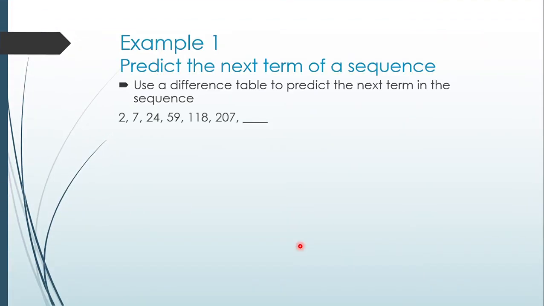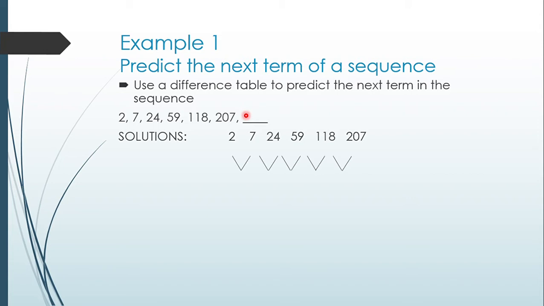Example number 1. Predict the next term of a sequence. Use a difference table to predict the next term in the sequence: 2, 7, 24, 59, 118, 207. So, how are we going to predict the next term in the sequence? Using a difference table. So, here's the pattern. Solution. First, you have to copy the given.